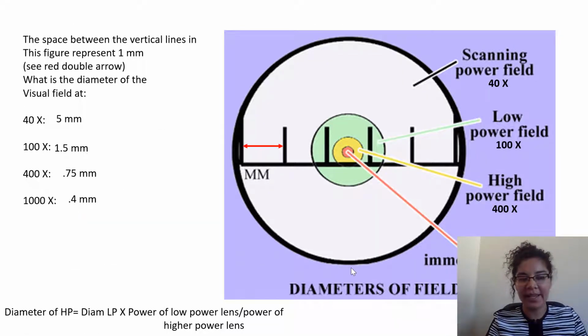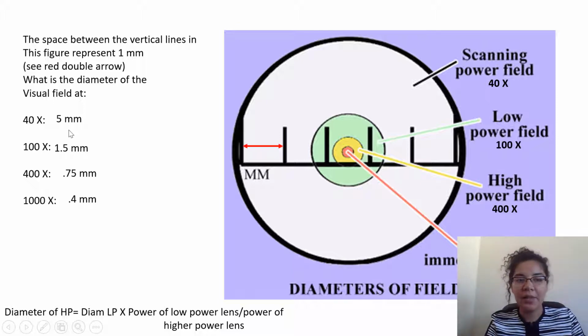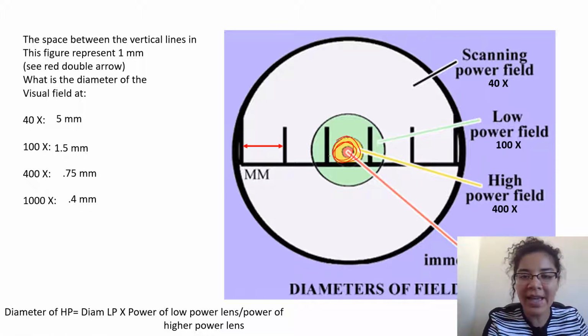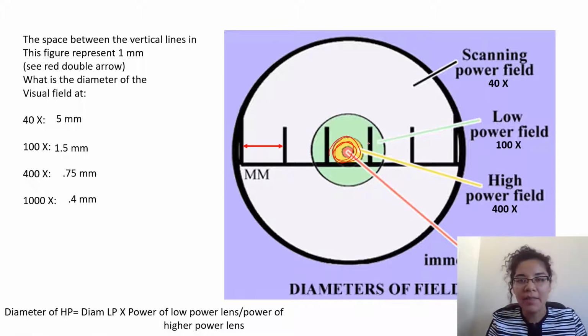Recall that we already calculated the diameter of each of the powers: 40x magnification, 100x magnification, 400x, etc. We calculate the radius of each, the pointer length, by just dividing by 2. Now here's an equation for the diameter of high power, the 400x, the yellow area here. We know it's less than 1 millimeter according to this image, but that was an estimate. A more accurate calculation follows this equation.